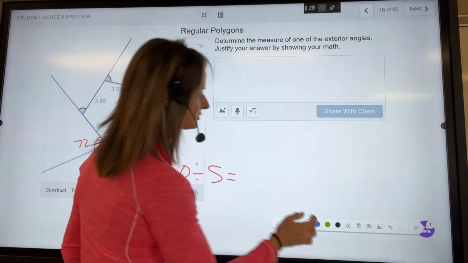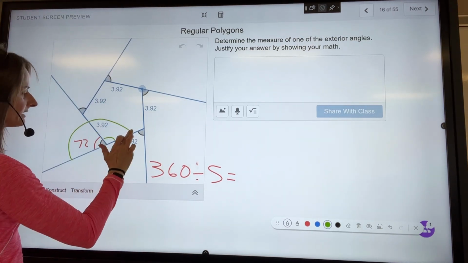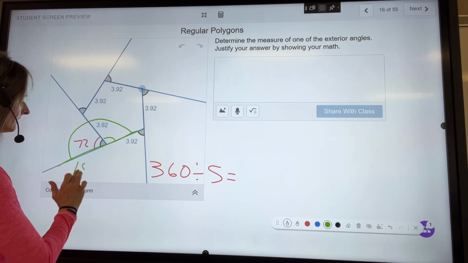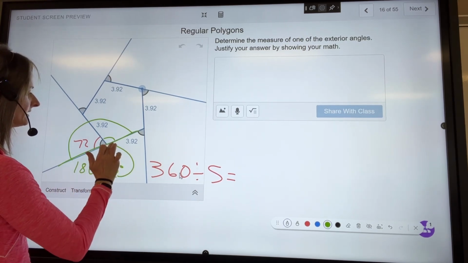Now, of course, I didn't show this to the class, but if you would like to figure out the interior angle, this is a straight line, right? You could do 180 minus 72, and that will give you the measure of the interior angle.